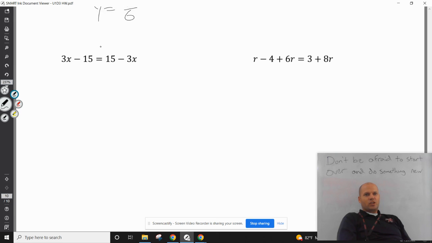This is good. It looks like it's the same thing, right? Doesn't it look like 3x minus 15, 15 minus 3x? This is where subtraction deceives us. This is not the same thing. 5 minus 2 is not the same thing as 2 minus 5. 5 plus negative 2 is the same as negative 2 plus 5. But 5 minus 2 is 3. 2 minus 5 is negative 3.